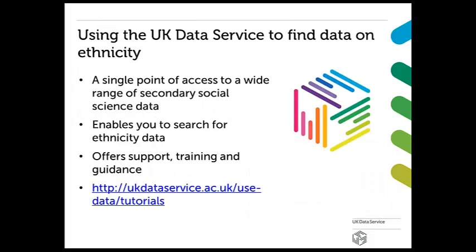Now, just in case any of you are not really familiar, the UK Data Service is a single point of access to a wide range of secondary social science data. Now, many surveys collect data on ethnicity, but the information collected can vary. So the first task in beginning to research ethnicity is to search for a really good source of data. And that's where we at the UK Data Service can help. Our website can enable you to search quickly and easily for a range of data. And you can also find a range of support, training and guidance resources, such as our video tutorials. And you can have a look later on using the link you see at the bottom of your screen.